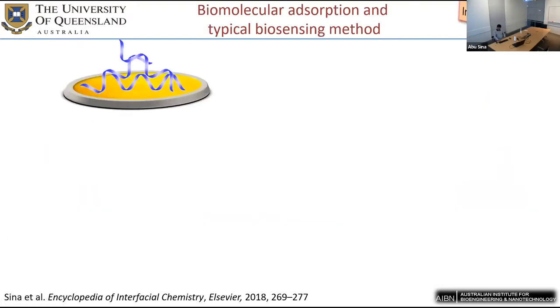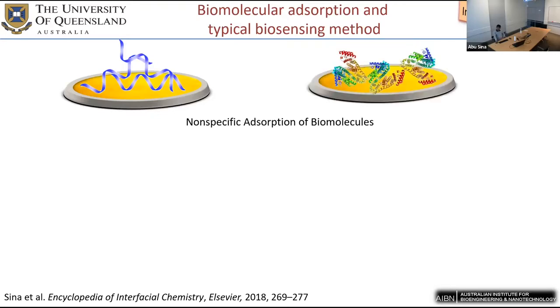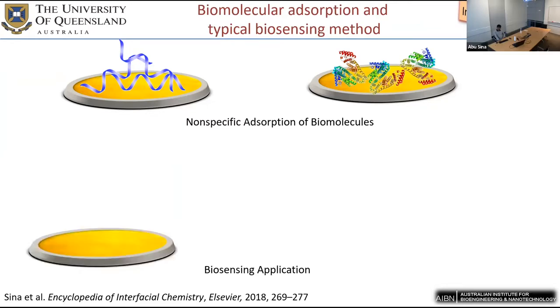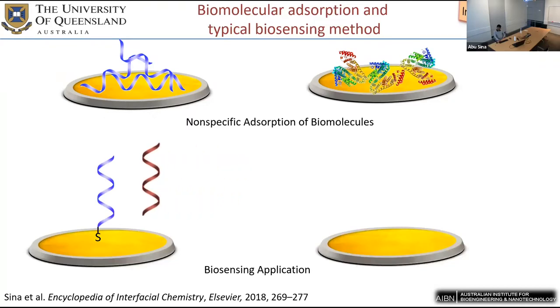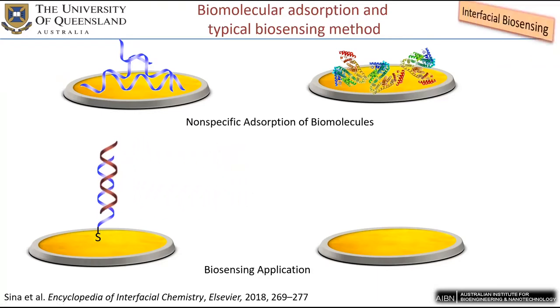So let's start with what interfacial biosensing is, which briefly involves the interaction of metal with biomolecules. Previously, people thought that the interaction of metal, such as gold, with biomolecules is very non-specific, and that it is not possible to detect any disease signatures using this interaction. So they developed different kinds of methods, which involve surface functionalization. For example, for DNA biosensing, they used surface functionalization of a single-stranded DNA by modifying the DNA with a thiol.